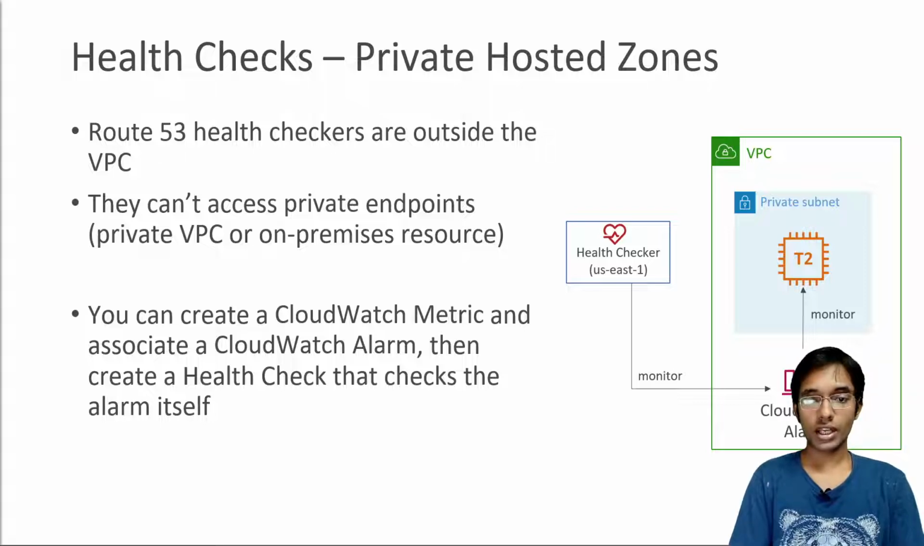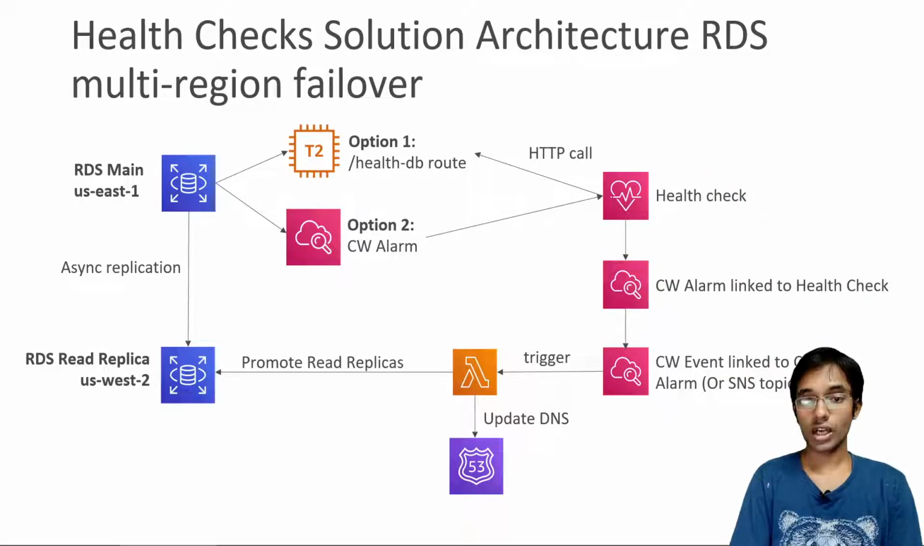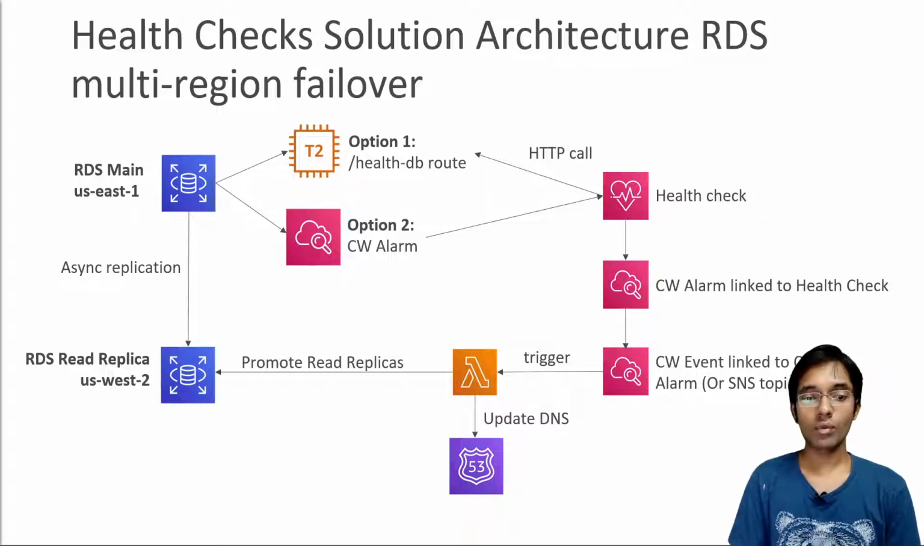So let's take an example of a solution architecture for multi-region failover with an RDS instance. We have a main database, and we have asynchronous replication into a different region. So we have the US East 1 and US West 2 regions. Then we have two ways. Either we set up an EC2 instance to monitor the health of the database and to expose an HTTP call to a health-db route, and that is one way of doing it.